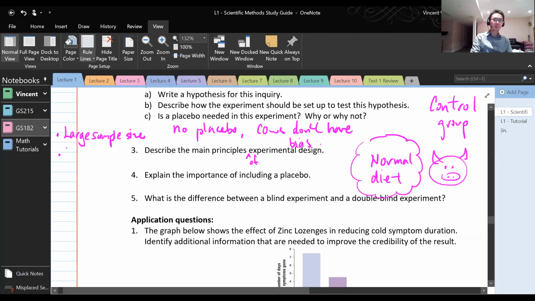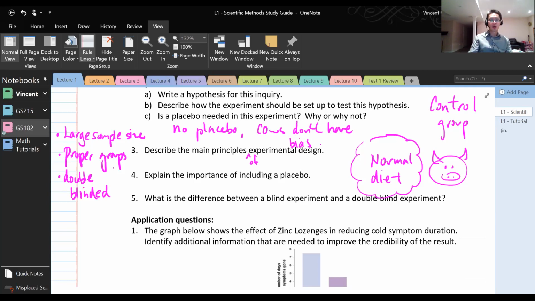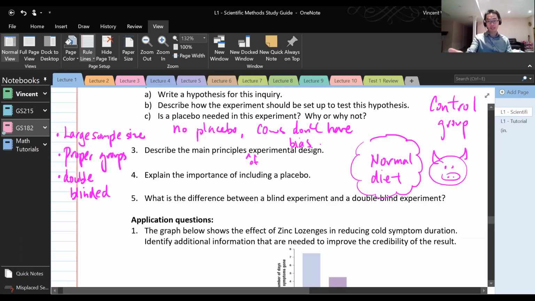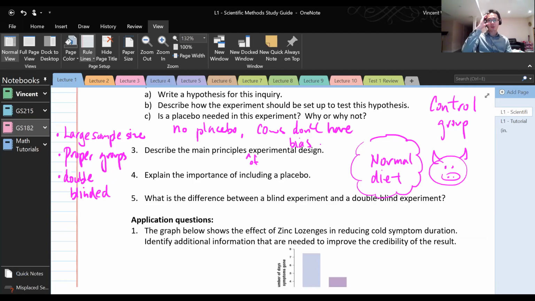Okay, we want to have the proper groups. Okay, so include a control, having the experimental group, and also include a placebo wherever it's needed. We should also do it as a double-blind experiment, okay, where the participant does not know what they're receiving, and the researchers also do not know what they're administering. Okay, some third party that has no stake in the experiment, they would hold the key to knowing who's receiving what.